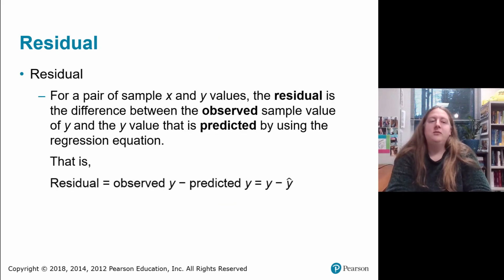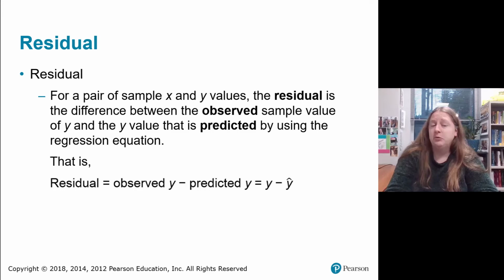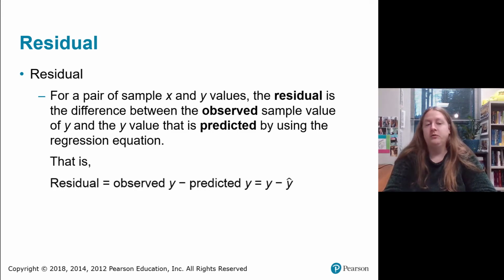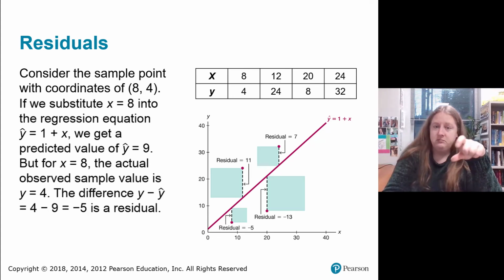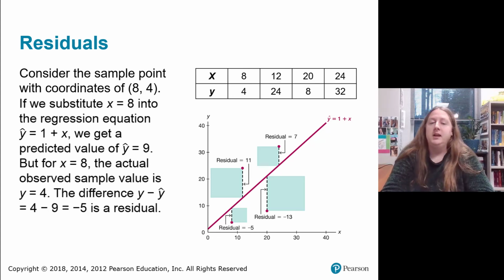All right, let's take a look at residuals. The residual for a pair of sample X and Y values is the difference between the observed sample value of Y and the predicted value of Y using the regression equation. So to find the residual, we take the observed Y value and subtract the predicted value from it. What that looks like on a graph is basically the distance between the point itself and our predicted value. You'll notice that if the actual value is above our regression line, then our residual is positive, and if it's below, the residual is negative.